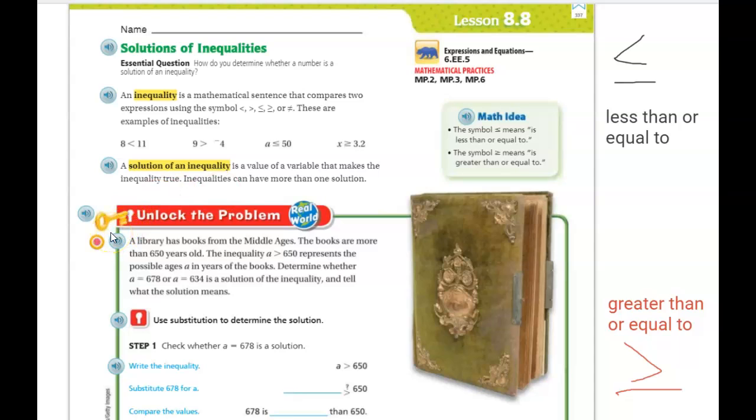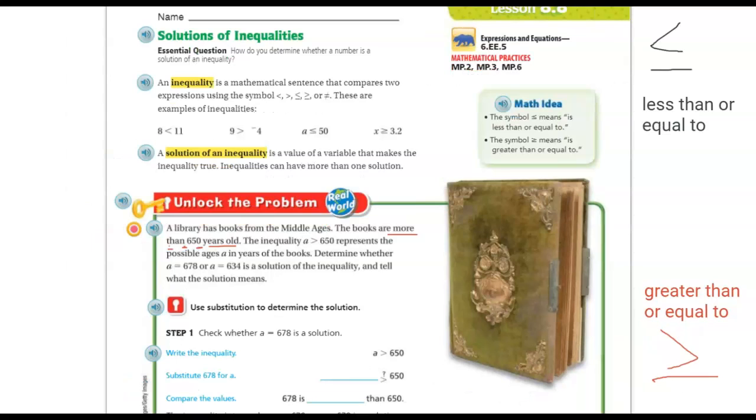Let's unlock the problem. A library has books from the Middle Ages. Books are more than 650 years old. The inequality A is greater than 650 represents the possible ages, which is the A, in years of the books. Determine whether A equals 678 or A equals 634 is a solution of the inequality, then tell what the solution means. So use substitution to determine the solution.